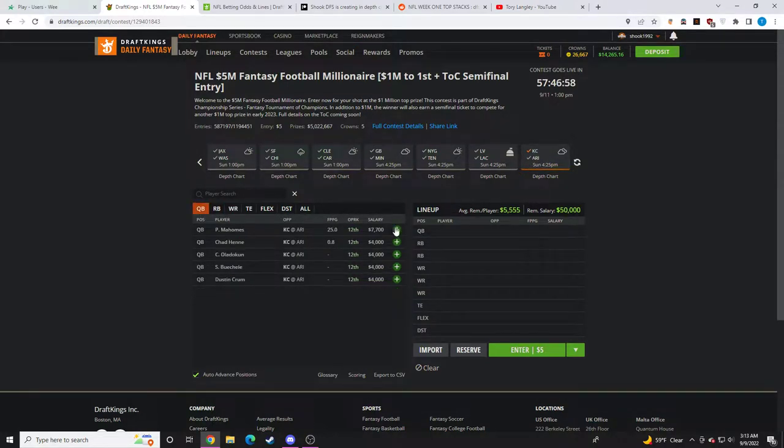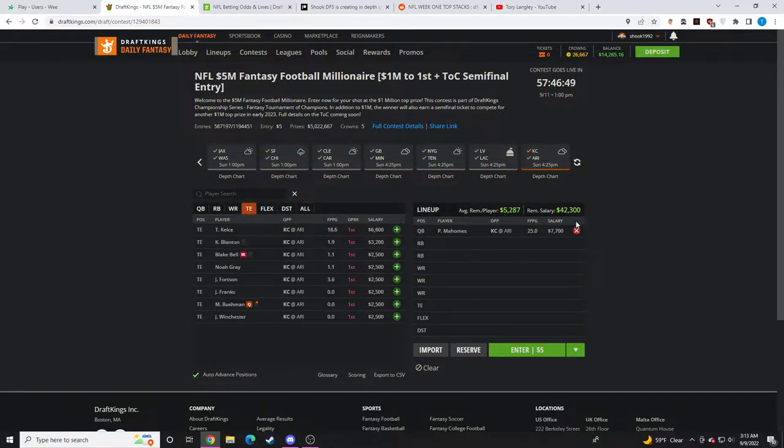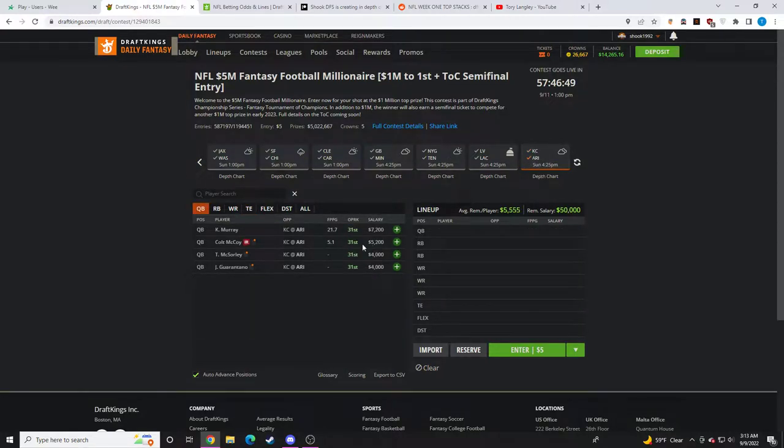And then if I'm stacking Mahomes, the clear number one option, like I said, wait, did I already go over this? I already did. So I definitely do prefer Kyler Murray over Mahomes for tournaments.